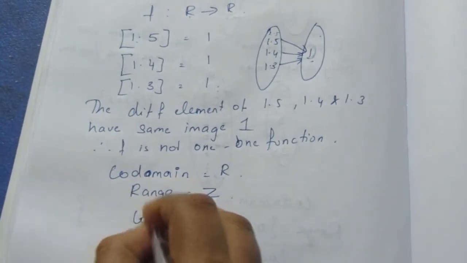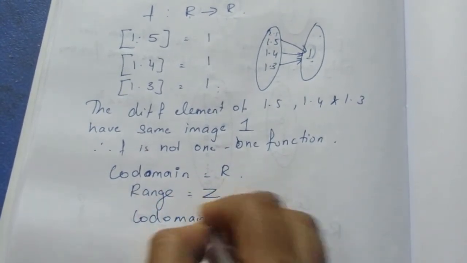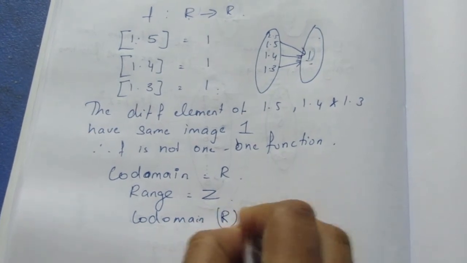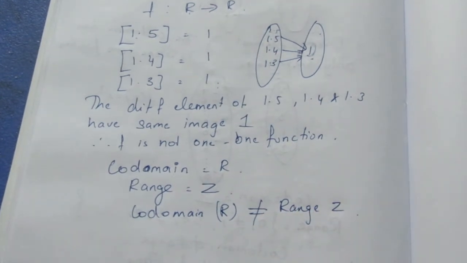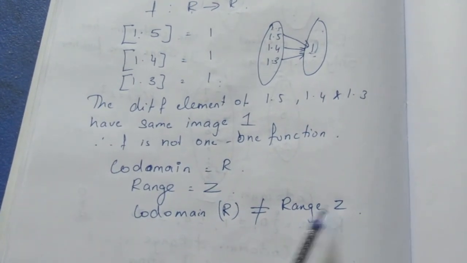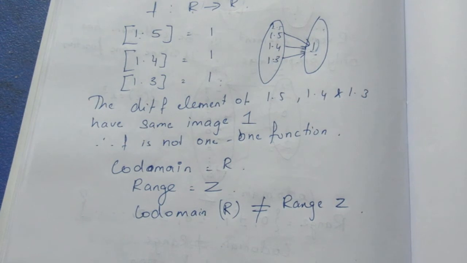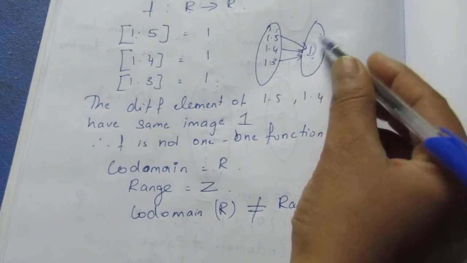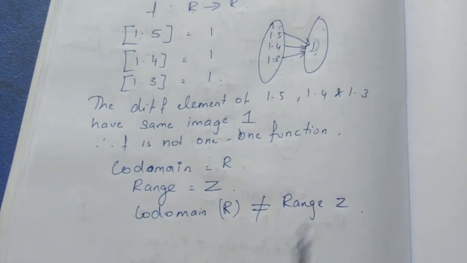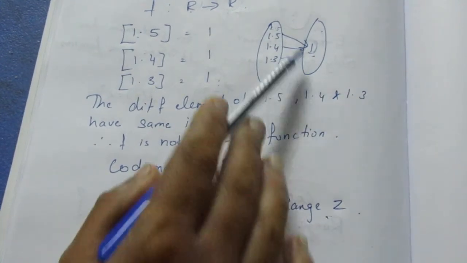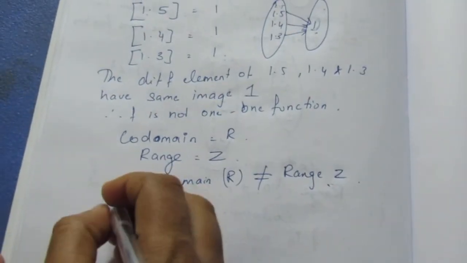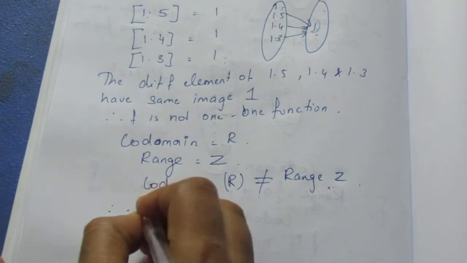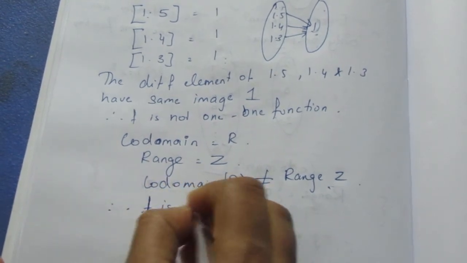So the codomain is not equal to the range. These two are not equal. Real numbers are larger than the range. If only they were equal, all the elements in the codomain would be marked, so there would be no leftover here. As only integers are marked, the others are leftovers. So we can say that therefore f is not an onto function.